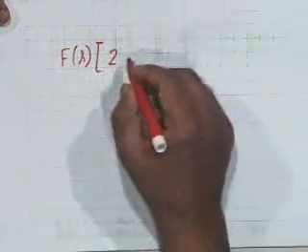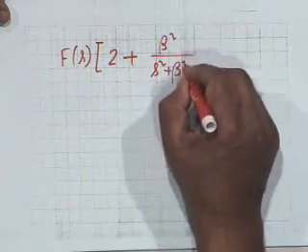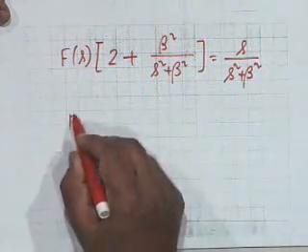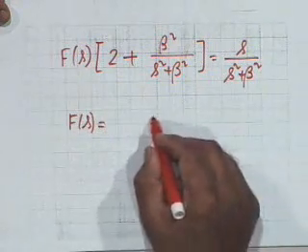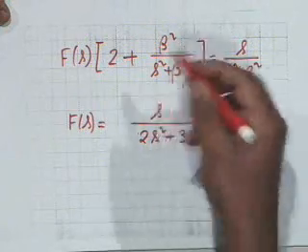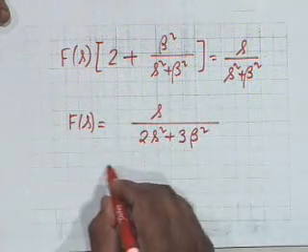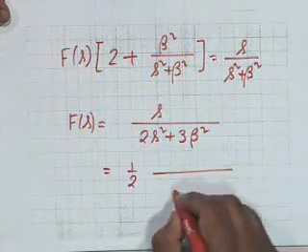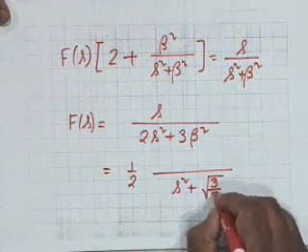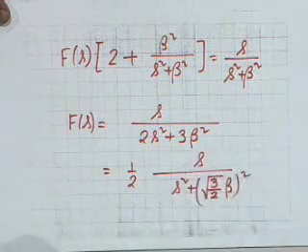There is another point which I want to mention here, 2 plus beta squared divided by s squared plus beta squared equal to s divided by s squared plus beta squared, and you can simplify this to F of s equal to s squared divided by 2s squared plus 3 beta squared. I think the simplification is obvious. In order to invert this, I write this as half s squared plus 3 by 2, which I can write as square root 3 divided by 2 beta whole squared and s.